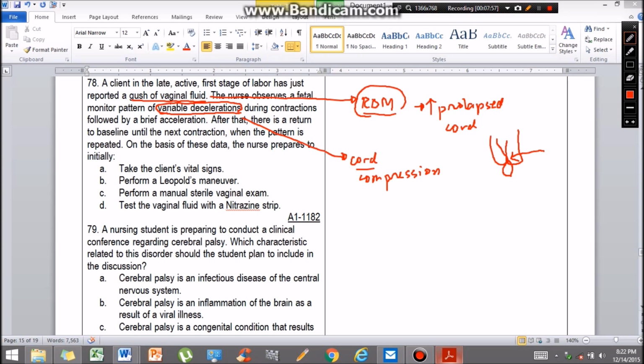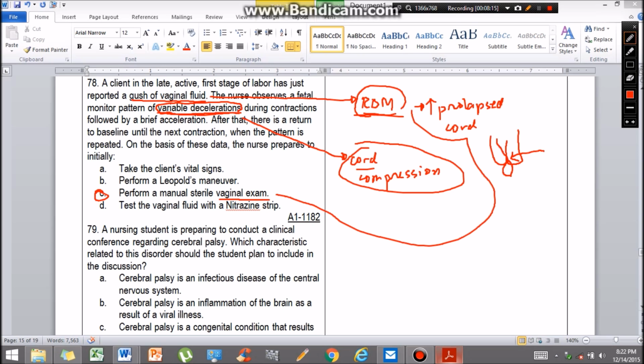So after rupture of membrane and you see a variable deceleration, it most probably indicates what? Cord compression. Therefore, you need to perform a manual sterile vaginal exam. This is to verify if there is what? Prolapse cord. Best answer is letter C. Next.